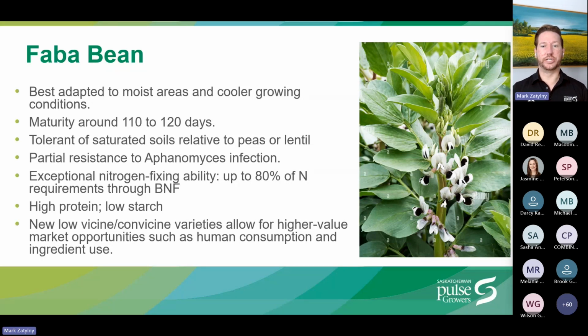One of the big considerations, though, is all the increased breeding efforts that is going into the low vicine, convicine varieties. So this really is enabling farmers to get into these higher value markets for human consumption and ingredient use. And I will be talking more about that, just to flesh it out a little bit. But that is just a nice overview of what faba beans are doing for farmers.